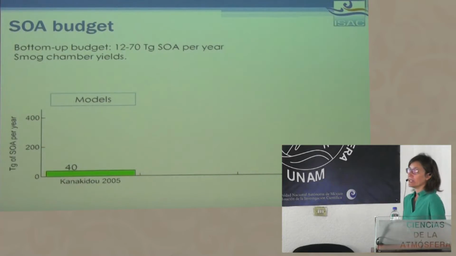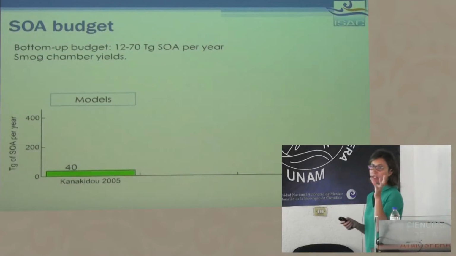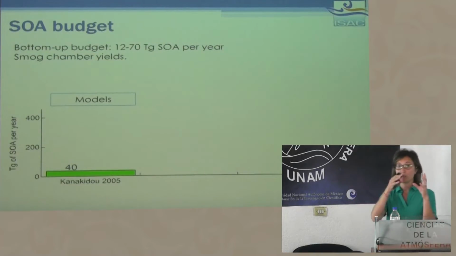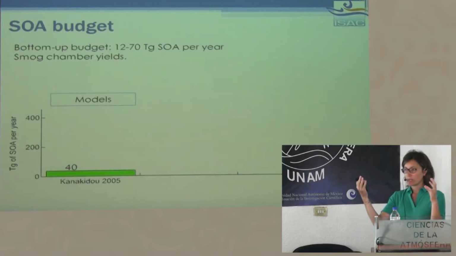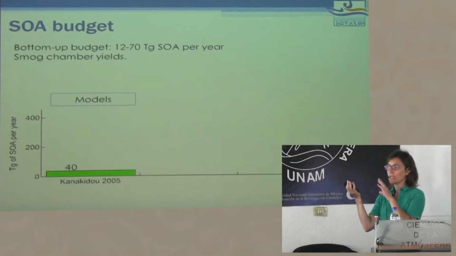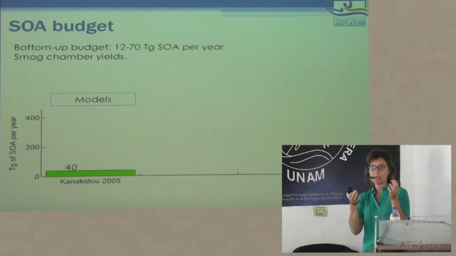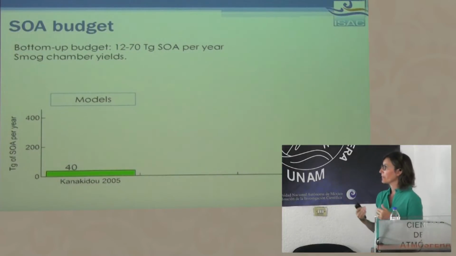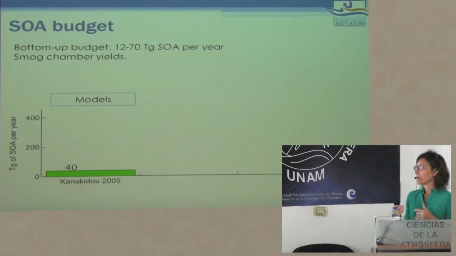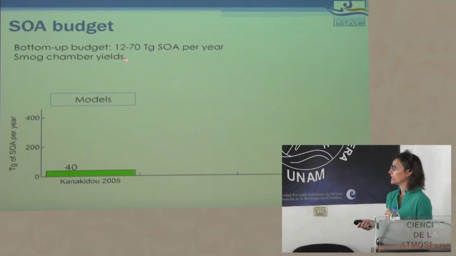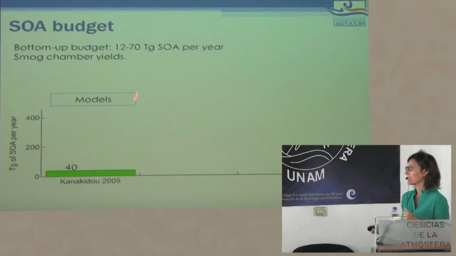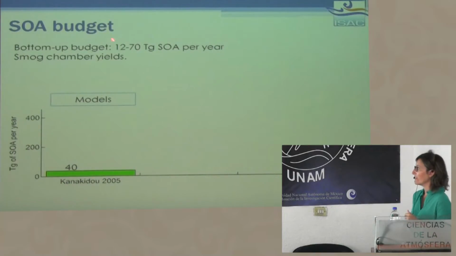In the traditional representation, secondary organic aerosol is formed from gas phase molecules, which are oxidized in the atmosphere in the gas phase to produce new molecules characterized by a lower volatility compared to the precursors. The new products can condense on pre-existing particles, adding mass to the organic aerosol. Using this kind of representation, Kanakidou et al. 2005 estimated the global secondary organic aerosol budget to range between 12 and 17 teragrams per year, so around 40 on average, the middle point.